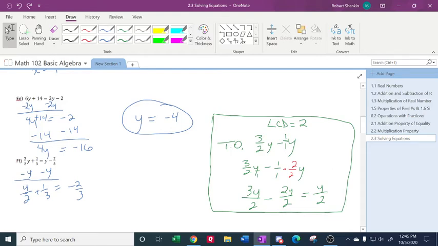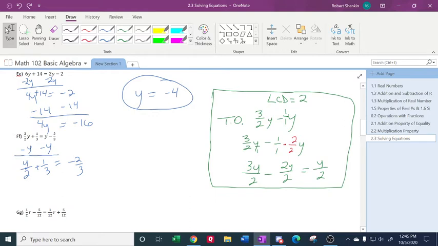Alright, so then, once I have this, now I have to get rid of the 1/3. See, the y, I've got to get isolated. But I don't want to multiply by 2 now, because if I did, I'd have to multiply this term, and this term, and this term, every single term by 2 to get rid of that 2. So let's just get rid of this plus 1/3 by subtracting 1/3 from both sides.